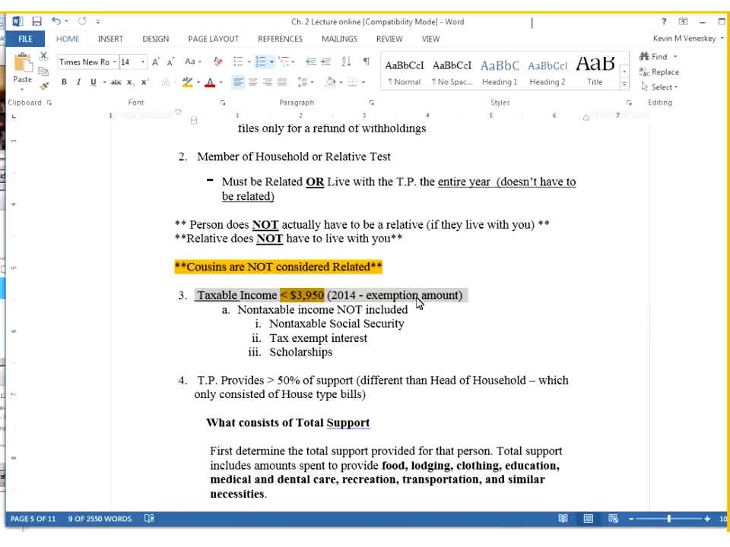Remember, for a qualifying child, there was no income test. So as long as you have a kid 18 or younger, or 23 and younger and in school, it's fine if they make over $39.50. You can still claim them.